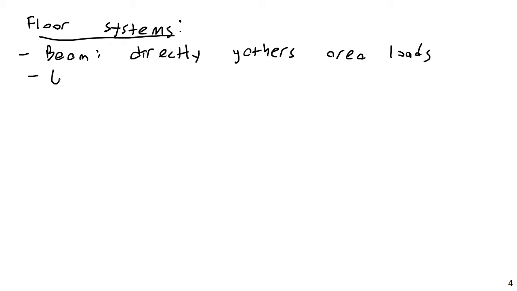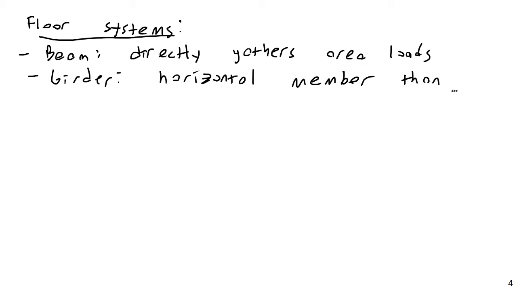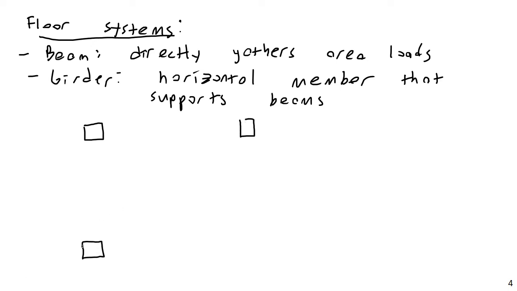And a girder would be a horizontal member that supports beams. So for example, let's look at a single bay of a floor slab, and I'm going to have, let's say, 4 columns here, and then I want to show some beams and girders.